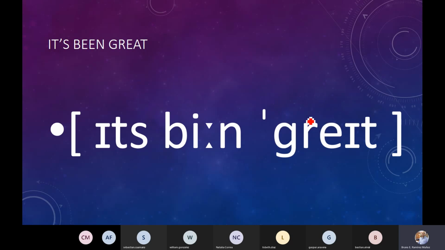Okay, it's been great. So we have a vowel sound here before a nasal sound. Therefore, what we do is we use this diacritic above there, right? There's this consonant sound in been. It's coming before g, which is a velar sound, right? It's been great. So this may turn into this other symbol.